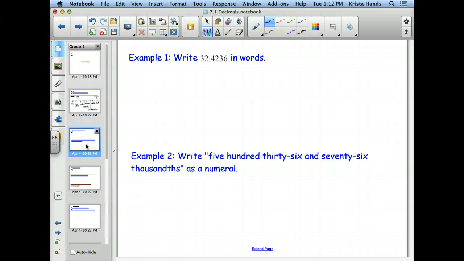How would we first say it? The first part's the same. 32 is actually said as thirty-two. There is a hyphen between the 30 and the 2. And then we say the word "and." Now the next piece of this is actually saying the 4236 as though it were the number 4236. All right, so that would be the number 4,000.